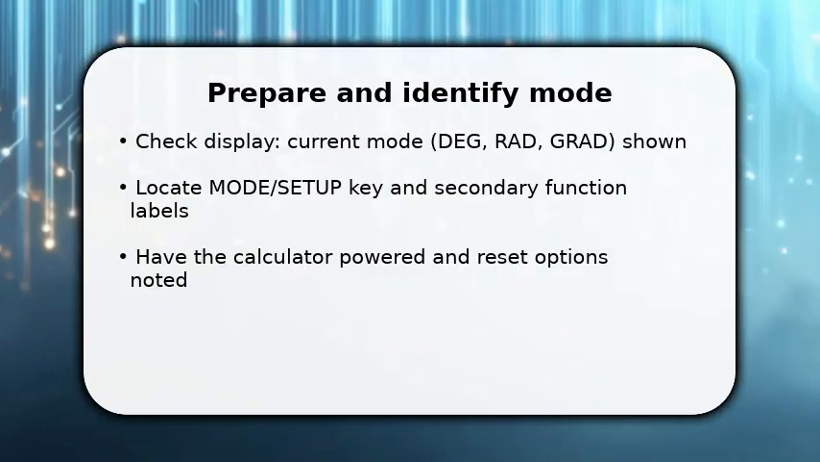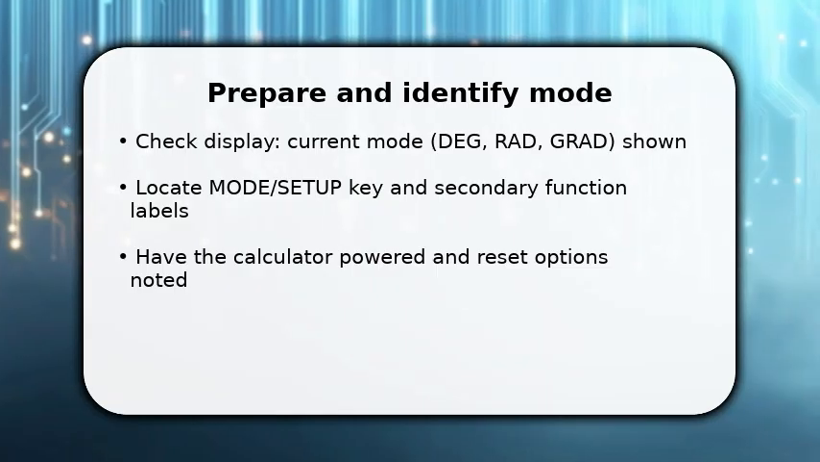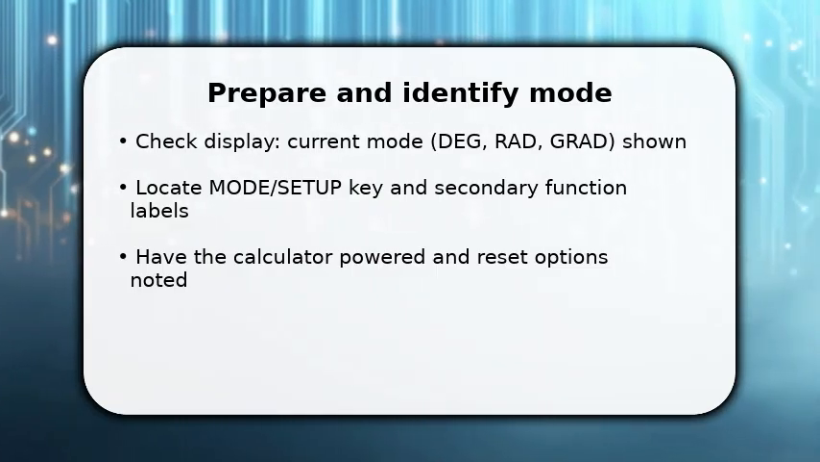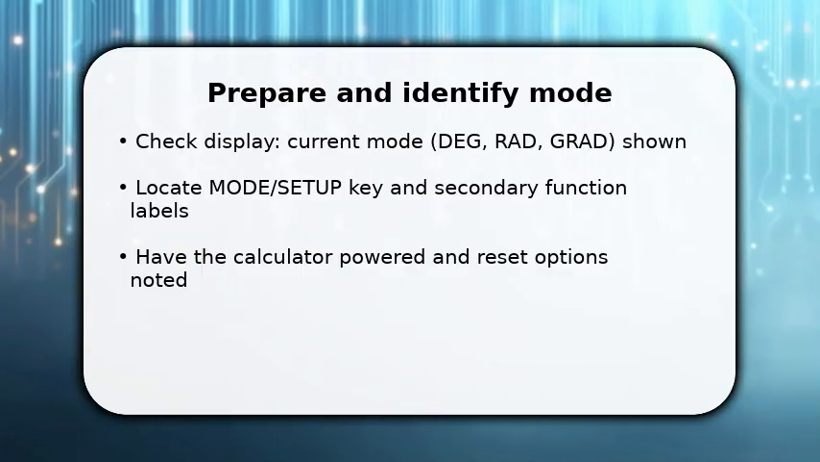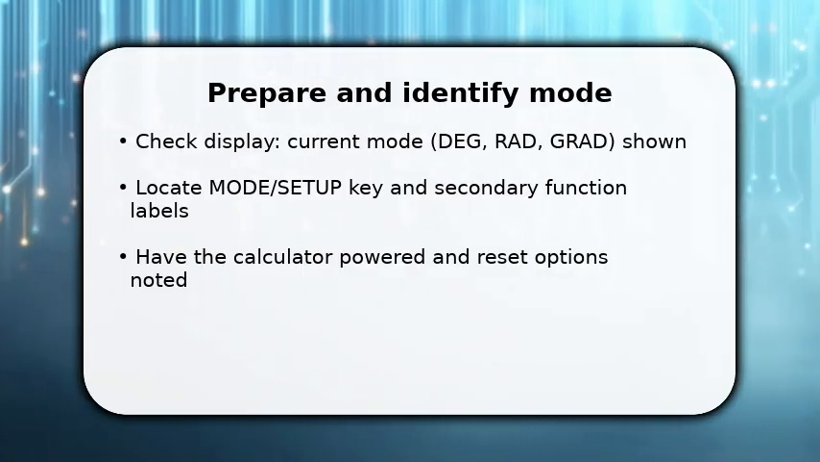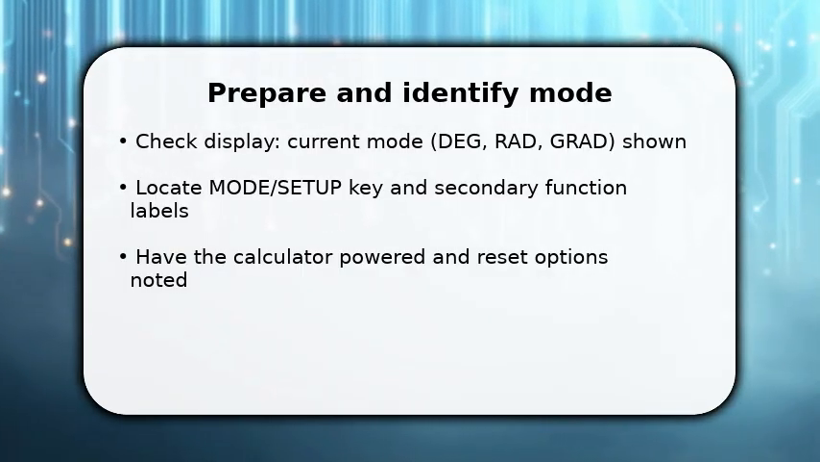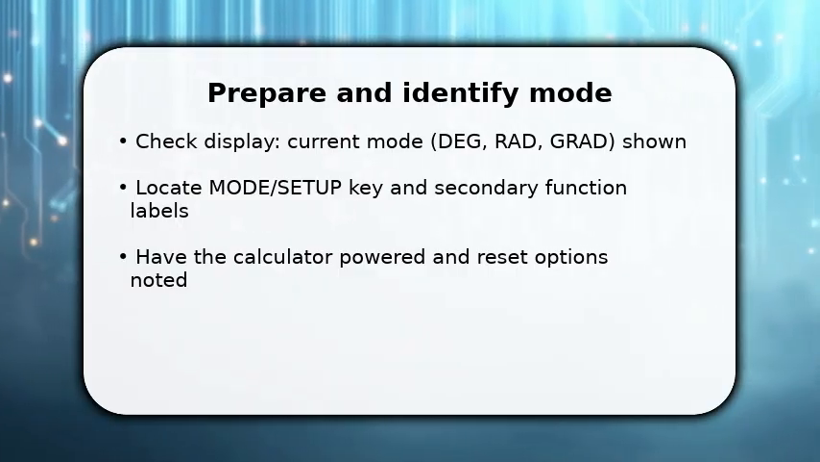You start by confirming what mode the calculator shows. This matters because functions behave differently in each mode. Once you see DEG, RAD, or a specialized mode, locate the mode or setup key and any shift/second functions.